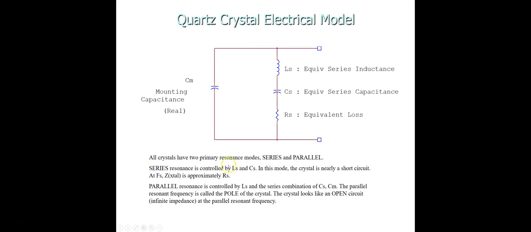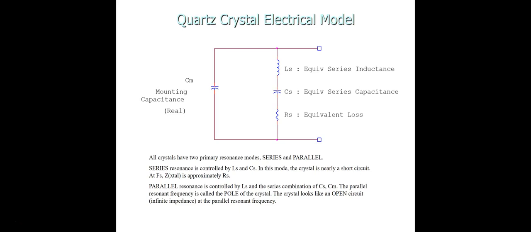Now here I'll just quickly read this. All crystals have two primary resonance modes, series and parallel modes. Series resonance is controlled by Ls and Cs. In this mode, the crystal is nearly a short circuit at Fs, and impedance is approximately equal to Rs. Parallel resonance is controlled by Ls and the series combination of Cs and Cm. The parallel resonant frequency is called the pole of the crystal. The crystal looks like an open circuit at the parallel resonant frequency.